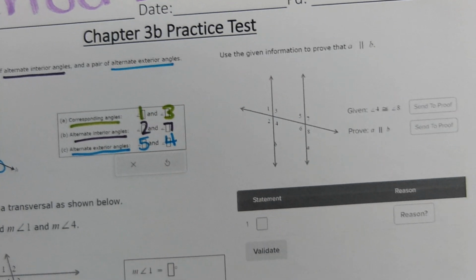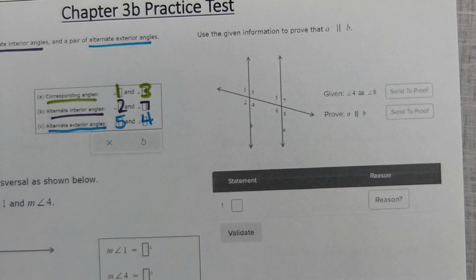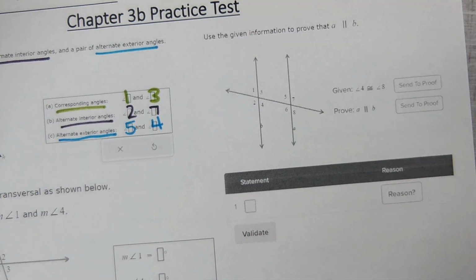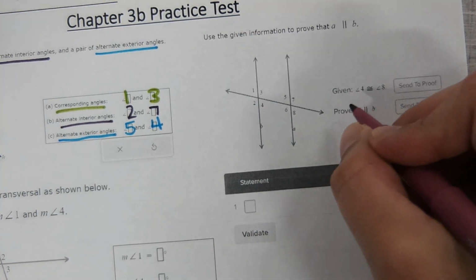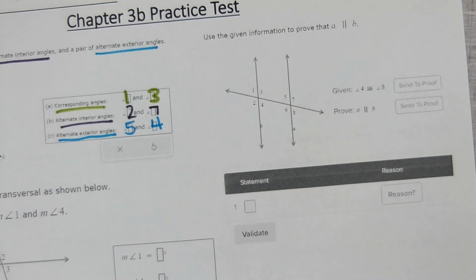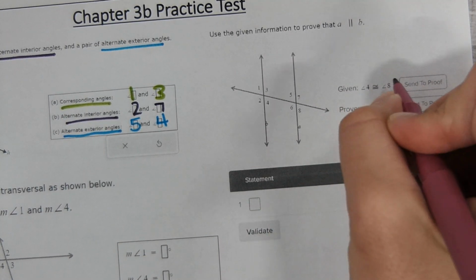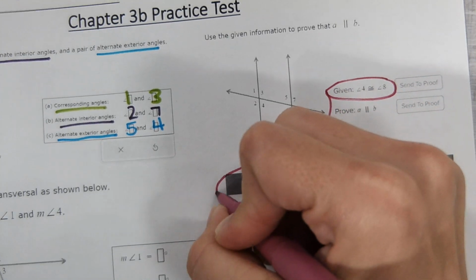Okay, then over here, we have a proof. There's going to be one proof on the test, and it's going to be this proof, of course, maybe with different numbers or a different angle pair, but you get the gist. So for this, you always put the given first. You'll just click send to proof, and it sends the given to the proof for you, which is nice.